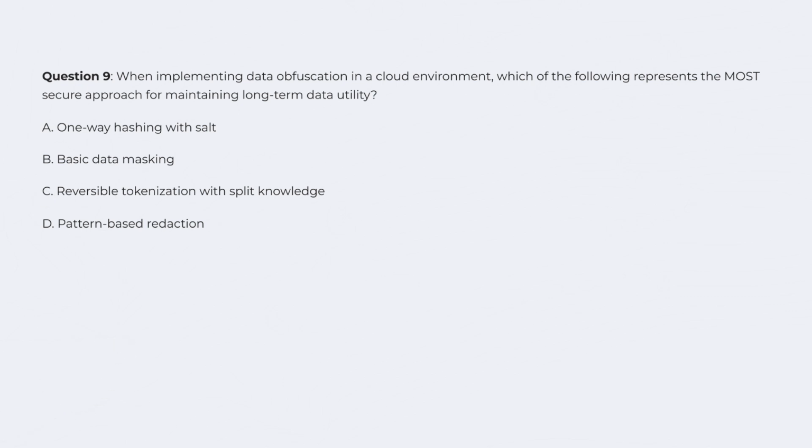Question 9. When implementing data obfuscation in a cloud environment, which of the following represents the most secure approach for maintaining long-term data utility? A. One-way hashing with SALT. B. Basic data masking. C. Reversible tokenization with split knowledge. D. Pattern-based redaction.